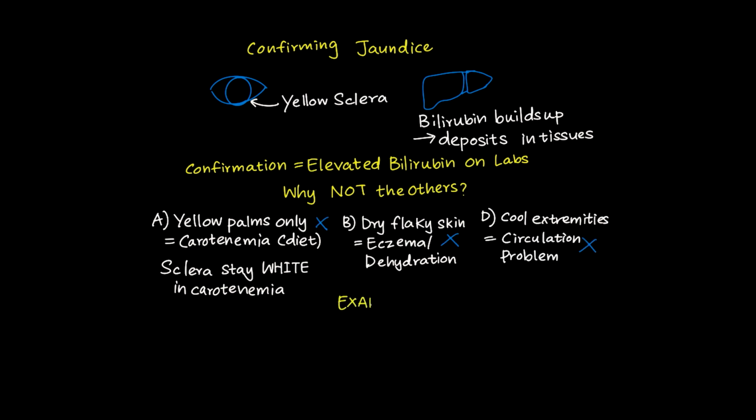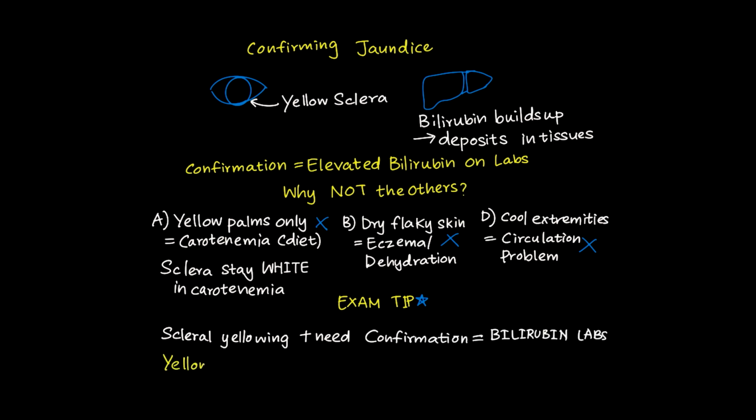Here's a WGU D443 OA exam tip for you. When a question pairs scleral yellowing with a request for confirmation, think lab values, specifically bilirubin. The quick recall hook: yellow sclera plus elevated bilirubin equals jaundice, confirmed. Sclera tells you to look, labs tell you for sure.